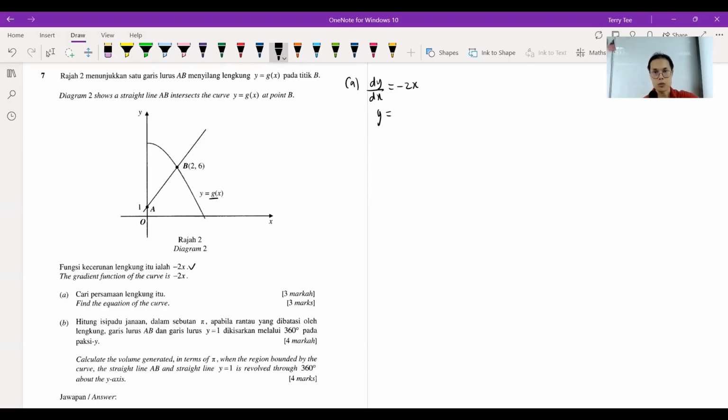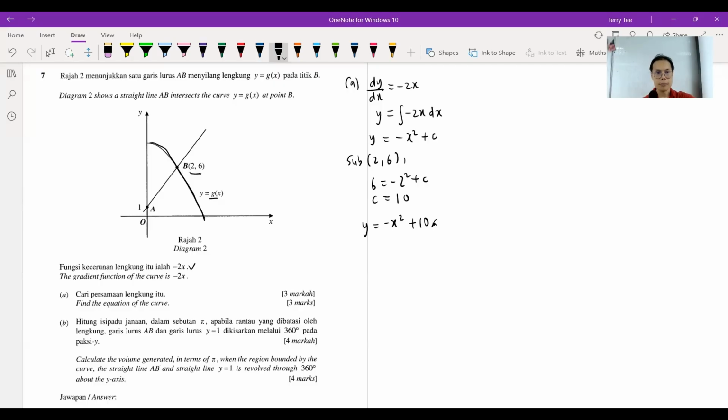Okay, let me write here. y equals integration of minus 2x dx. So when I integrate, increase the power by 1, x squared divided by 2 plus c. So to find the value of c, you need to see your pintasan y. You need to sub in a coordinate. Since this curve passes through point B, we gantikan or we sub the coordinate, x is 2, y is 6. Your y is 6, your x is 2, your c should be, okay, 2 squared is 4, bring over, c is 10. Your fungsi persamaan lengkung is negative x squared plus 10. You can write 10 minus x squared, it's the same thing, okay?